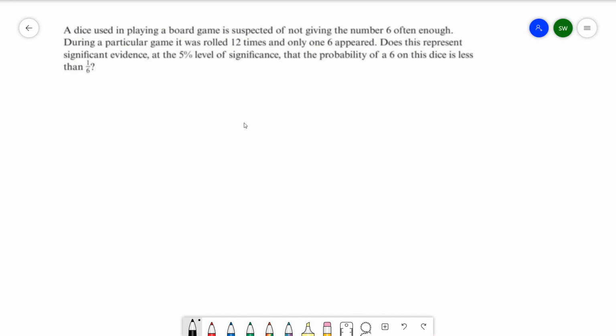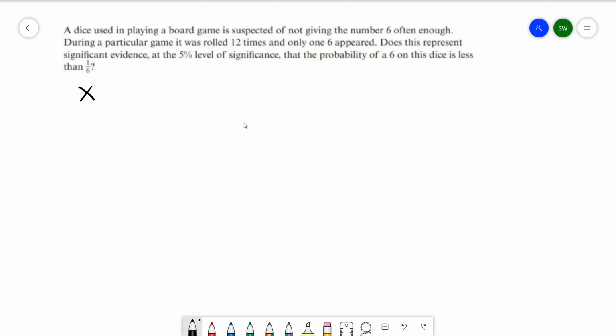We've got a dice and we think that the dice doesn't show a 6 often enough. So the data that we're going to get in order to test this claim is we're going to roll the dice 12 times and we're going to count how many 6s we get. And what we need to work out is, at the 5% significance level, is there enough evidence to suggest that the number 6 doesn't come up enough? So basically, is the probability of getting a 6 less than a sixth?